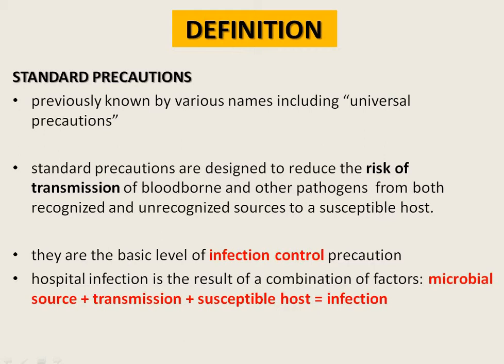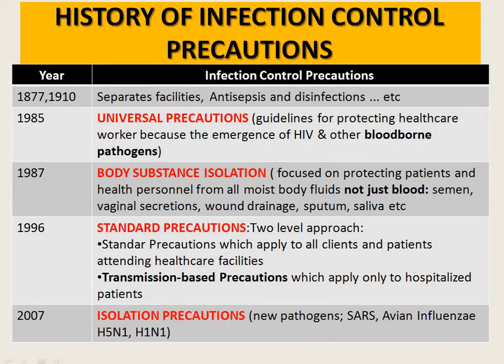So what do they include? They include the basic level of infection control precautions. Secondly, hospital infection is the result of a combination of factors. Number one, the source, the microbial source. Second, the transmission, and the susceptible host, which in turn leads to the infection. So the standard precautions play a key role in reducing the risk of transmission of pathogens. Let us see the history of infection control precautions.